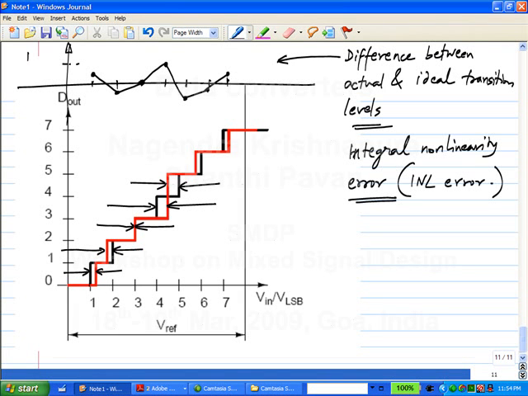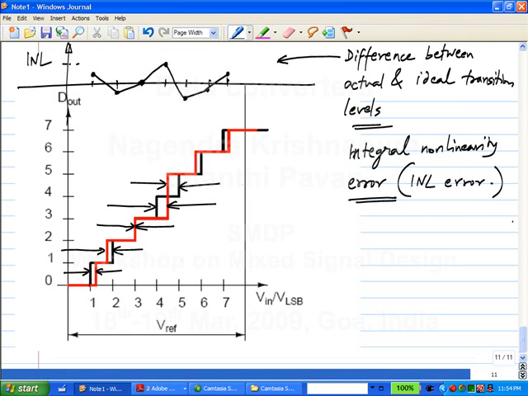This is INL, and if you take a typical A2D data sheet, you will see this INL, and that's what this means. The transition points have been shifted around. How much it is shifted is given by this one. And the INL can be both positive and negative.